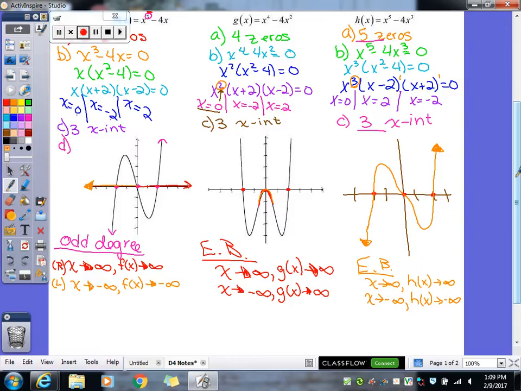This one's also an odd degree. Oh, end behavior. I meant to write end behavior over here.